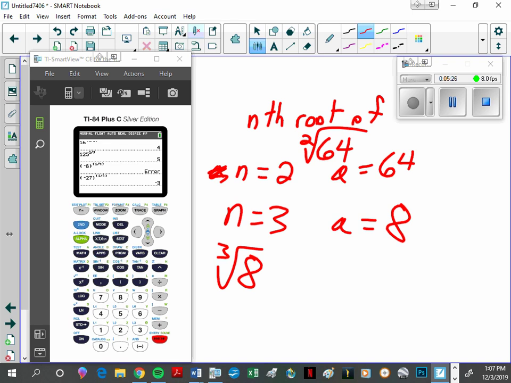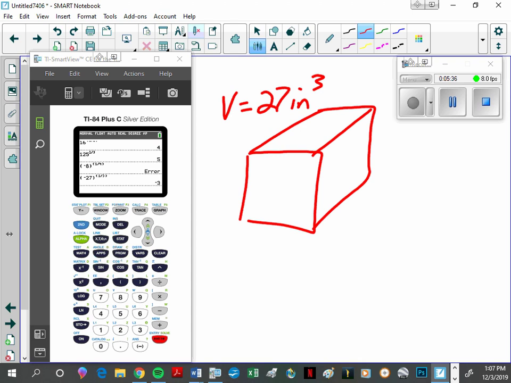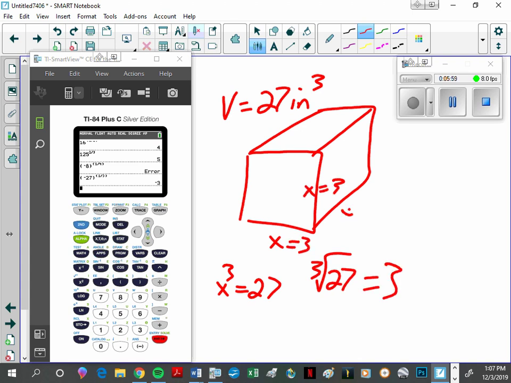Okay. What if I had a cube and the volume of that cube was 27 inches to the third? How big is one side of that cube? How did you get 3? So the third root, so x to the third is 27. So the third root of 27 is equal to 3. So all of the sides are 3. Okay.